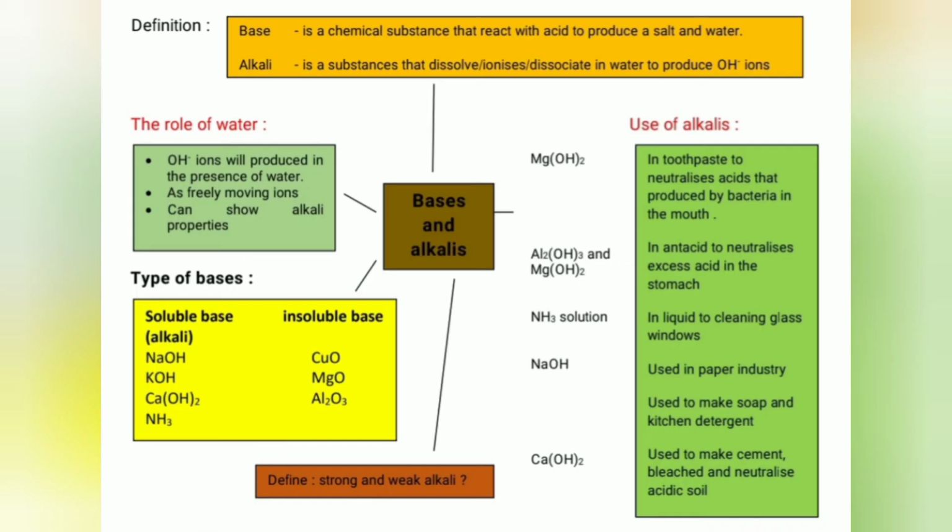A base is a substance which ionizes in water to produce hydroxide ions. Bases are divided into two categories, ionic bases and covalent bases. Ionic bases consist of metal oxides and metal hydroxides. Metal oxides contain oxide ions and metal hydroxides contain hydroxide ions.